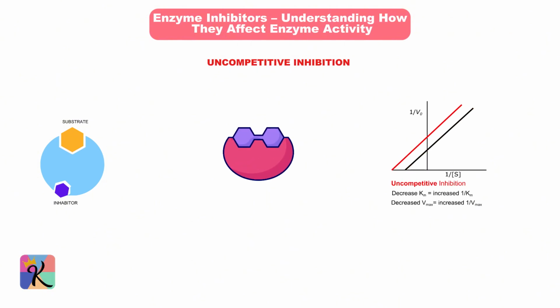The substrate binds more tightly to the enzyme, which stabilizes the enzyme substrate complex and reduces the dissociation of the substrate. This makes uncompetitive inhibition unique. It decreases both the maximum velocity and the Michaelis constant.